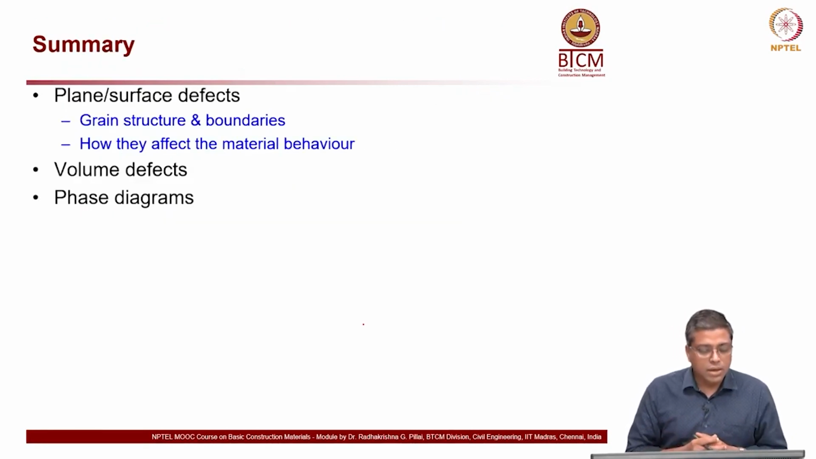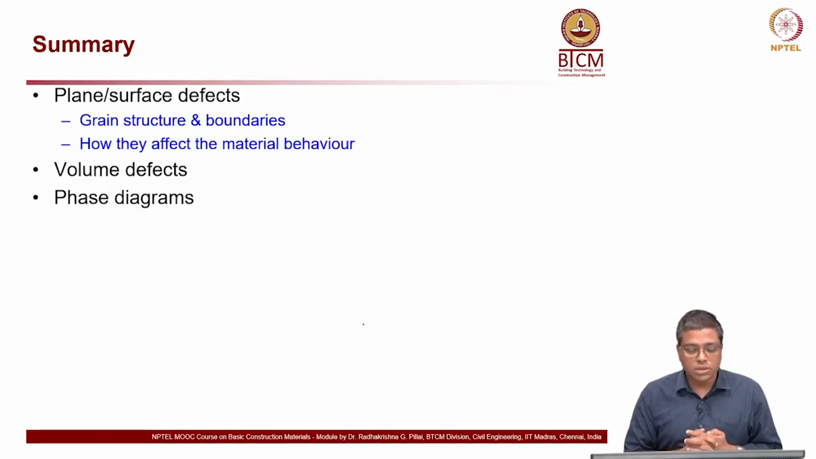Okay, to summarize, we looked at plane and surface defects. We talked about grain structure and grain boundaries, and how grain structure, grain size, shape, etc. might affect the material behavior. We talked about how they affect the toughness in detail, and also volume defects, which are mainly about the air voids or inclusions inside the material. Finally, we talked about the phase diagrams of soluble material systems, and the partially soluble and insoluble materials.